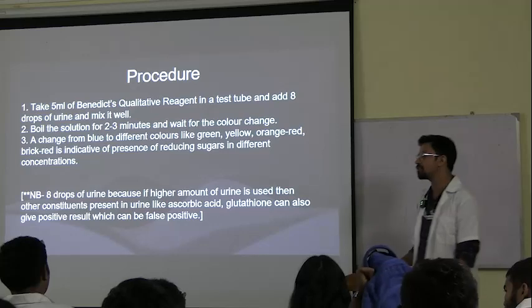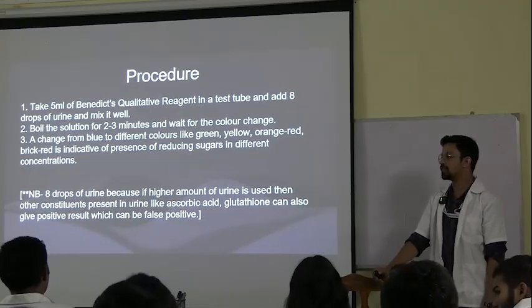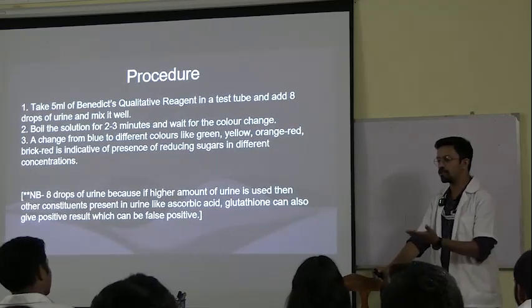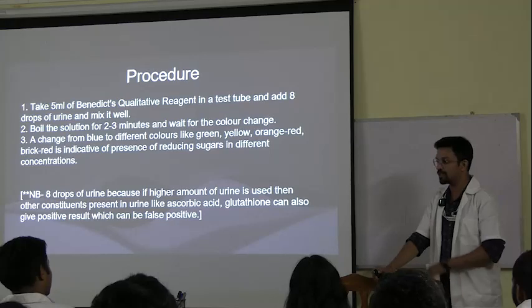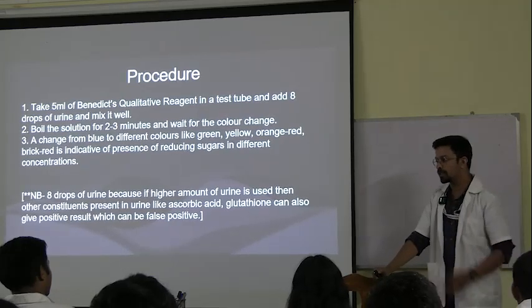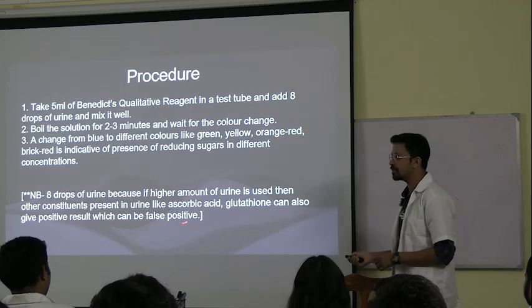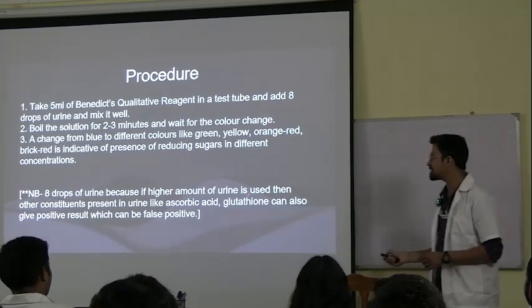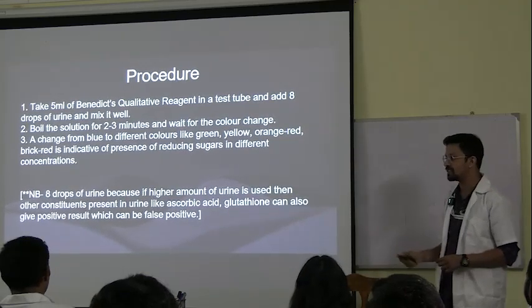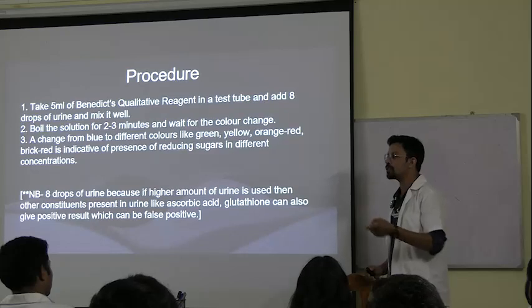So this is the reason: if you are using a higher concentration of urine, there are some byproducts in urine which are also there. Urine is not only filled up with sugar, proteins and ketone bodies. There are many byproducts. Those are metabolic byproducts. For example, ascorbic acid, which is also known as vitamin C, glutathione, and homogentisic acid. These are some constituents which are also present in urine.